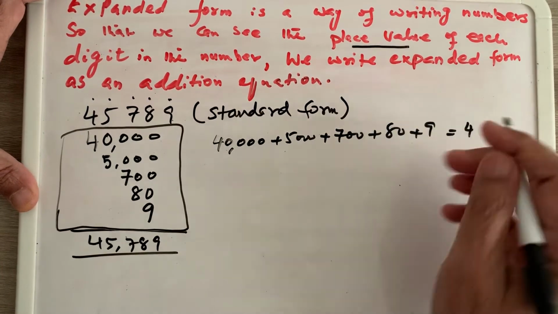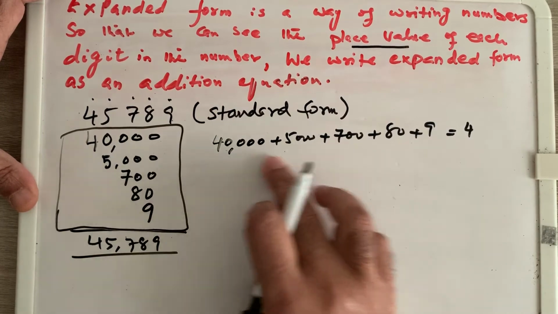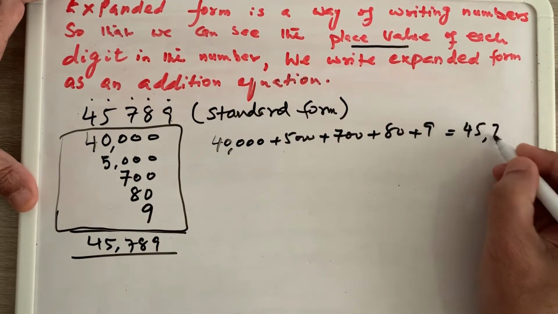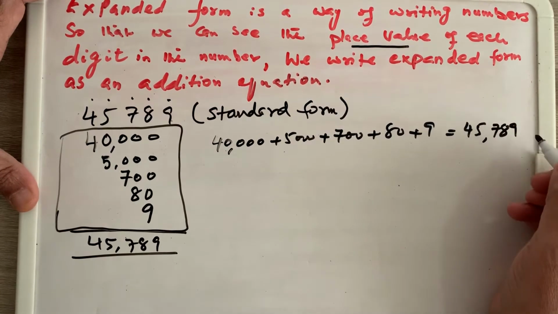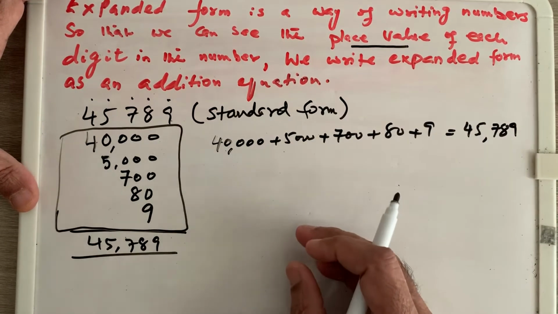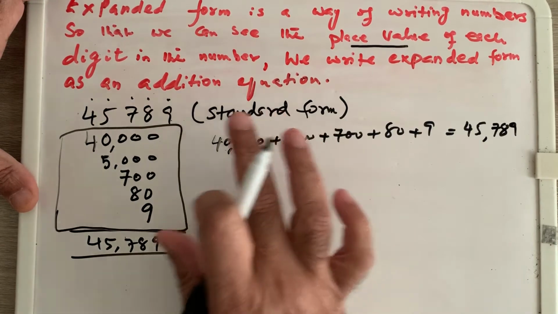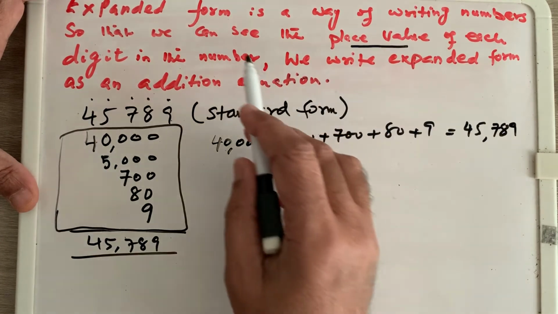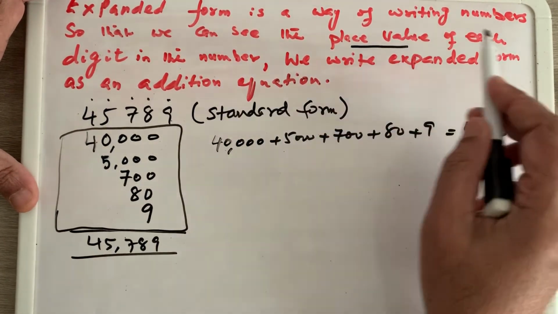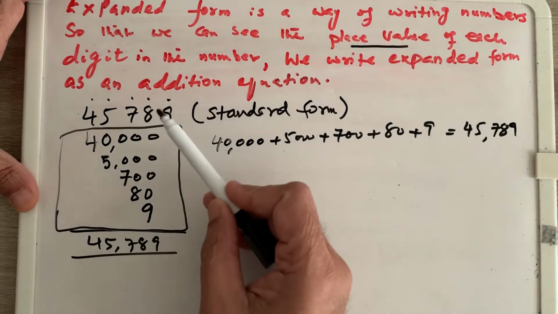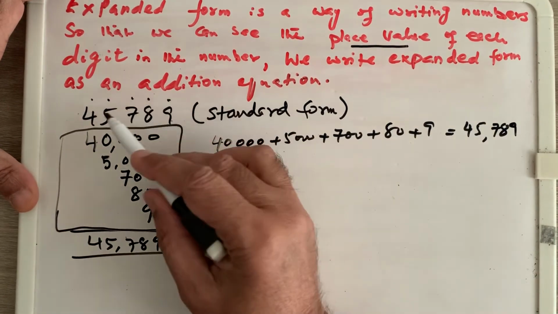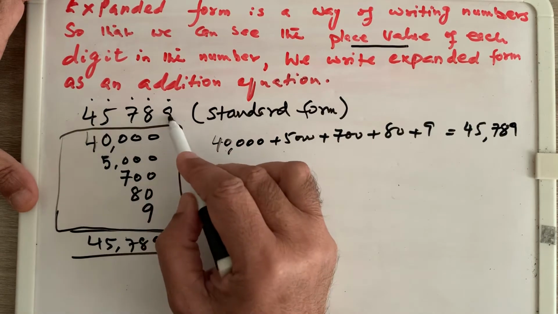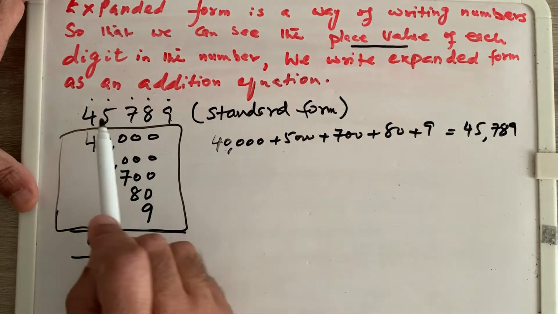So we write this one in an expanded form. What was the number? 45,789. To write any standard form in the expanded form, we write the number so that we can see the place value of each digit. And what is place value? We can get the place value of each number by putting zeros after the digit.